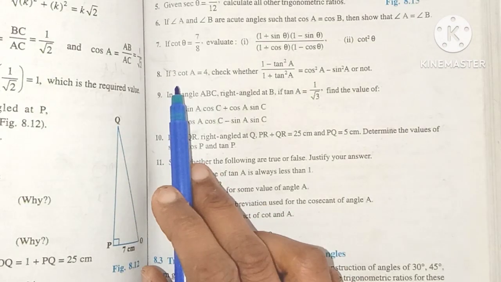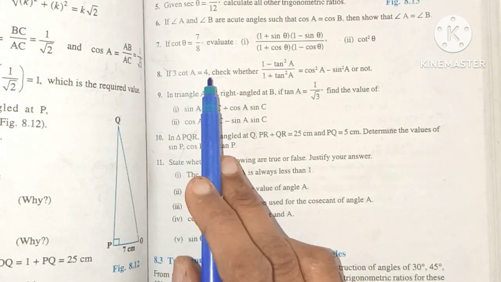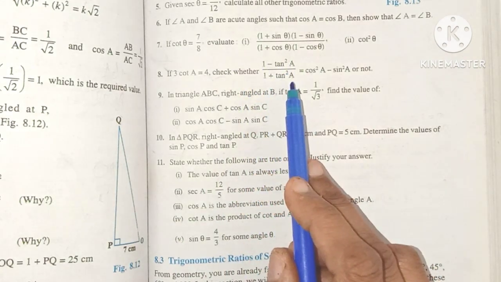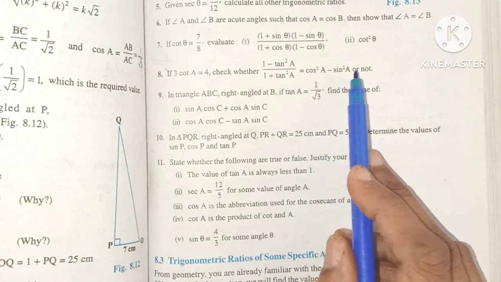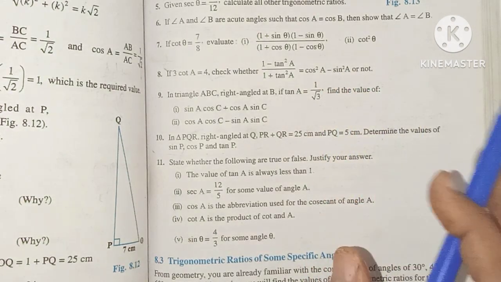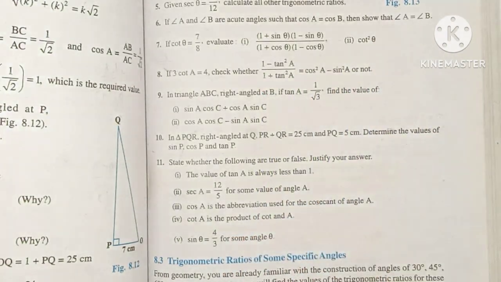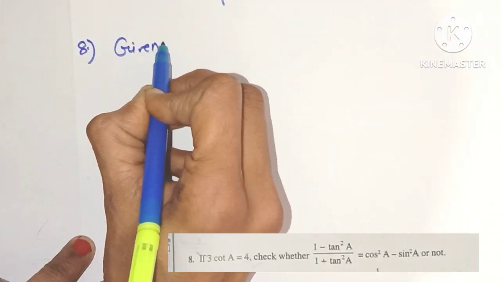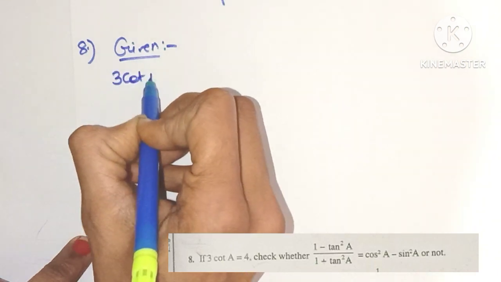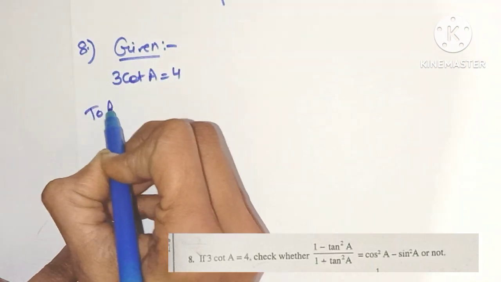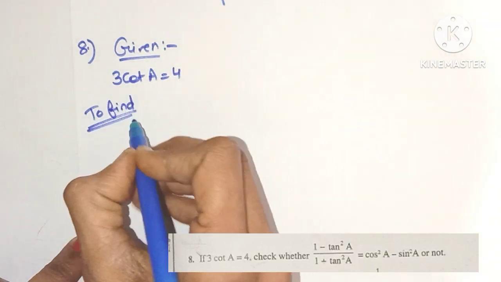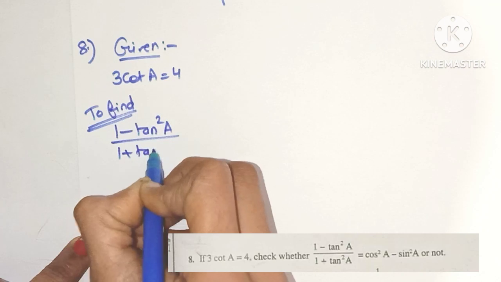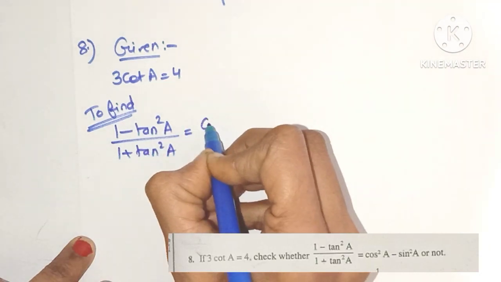Now here is the 8th question. If 3 cot A is 4, check whether (1 minus tan square A) upon (1 plus tan square A) is equal to cos square A minus sin square A or not. So we have to check whether this equality is true or not. So let's check it out. So what is given to us is that 3 cot A equal to 4, and what we have to check is that if this expression is equal to the RHS. Let me copy it down.